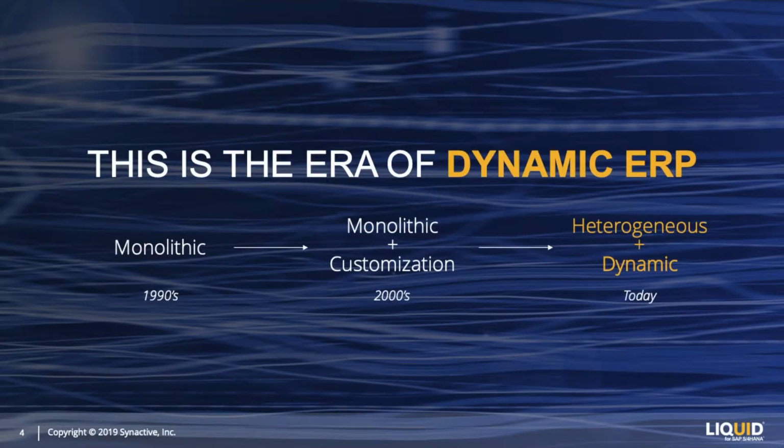Well, let's answer that question in the context of the current world that we're living in. This is the era of dynamic ERP. Gone are the days of monolithic ERP systems. We're currently in the era of best-of-breed systems and heterogeneous ERP landscapes. And this is, of course, in response to the increasingly dynamic environment that businesses are operating in. And Liquid UI is a digital transformation platform for SAP customers in the era of dynamic ERP.